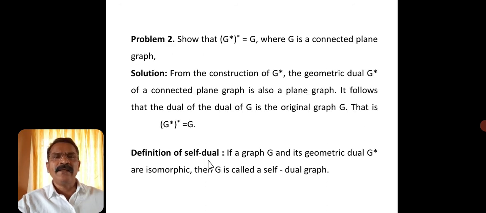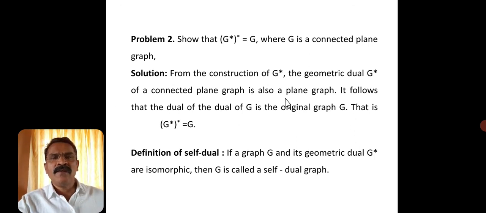Now let me consider another problem, the second problem. Show that G star whole star is equal to G, where G is a connected plane graph. So first what you have to do, you have to consider a plane graph G and first find its geometric dual. So we get G star, okay, and after getting the graph G star, again you have to find out the geometric dual of G star. So whatever the graph you get, that is considered as G star whole star, and we will see that graph will be obviously G.